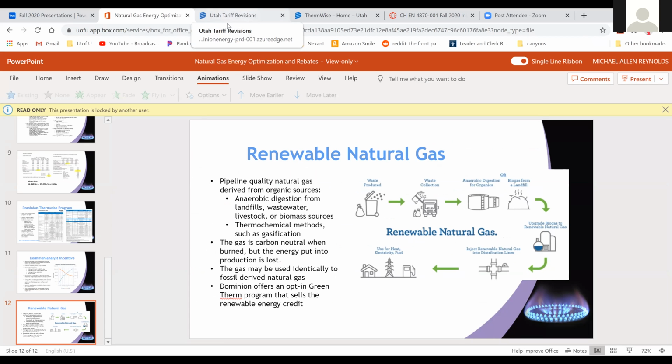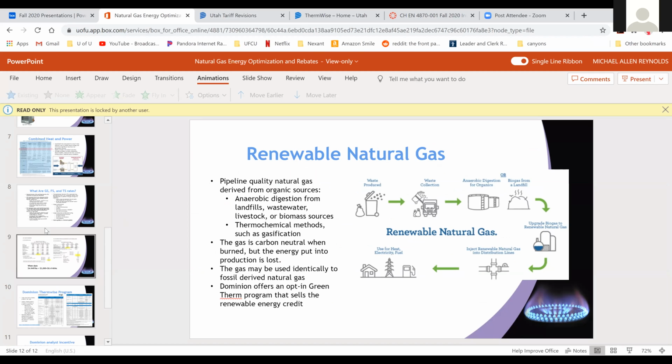Michael, I was going to ask, so you said GS customers were the only ones getting incentives. Does that apply also for rebates? Yes, it does. Okay.